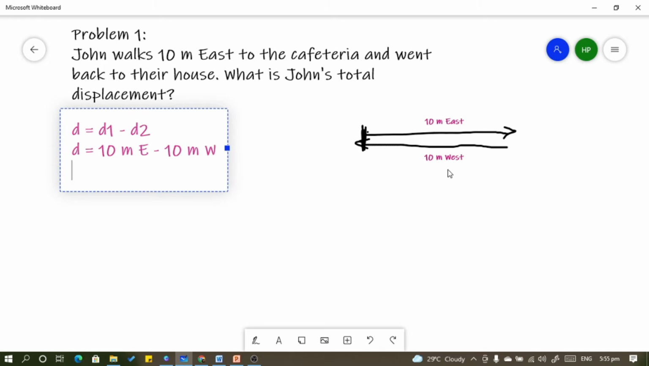So what could be John's total displacement? 10 meters east minus 10 meters west is 0. So John's total displacement is 0. Now let's have another example.